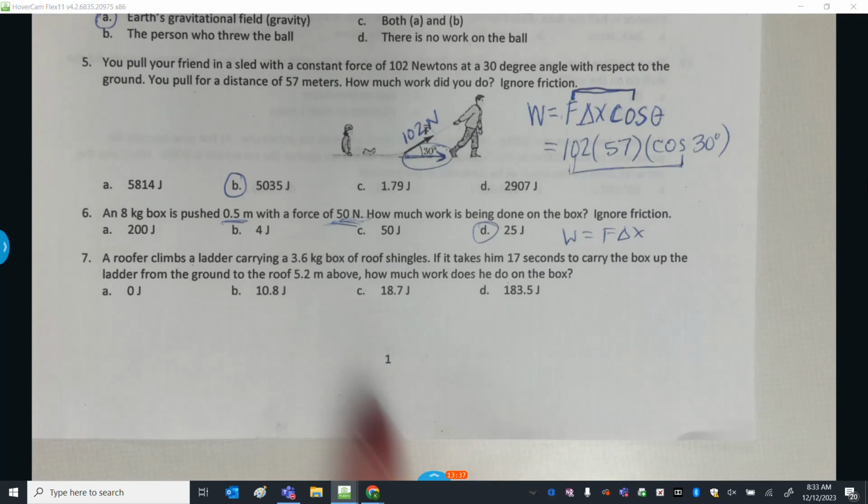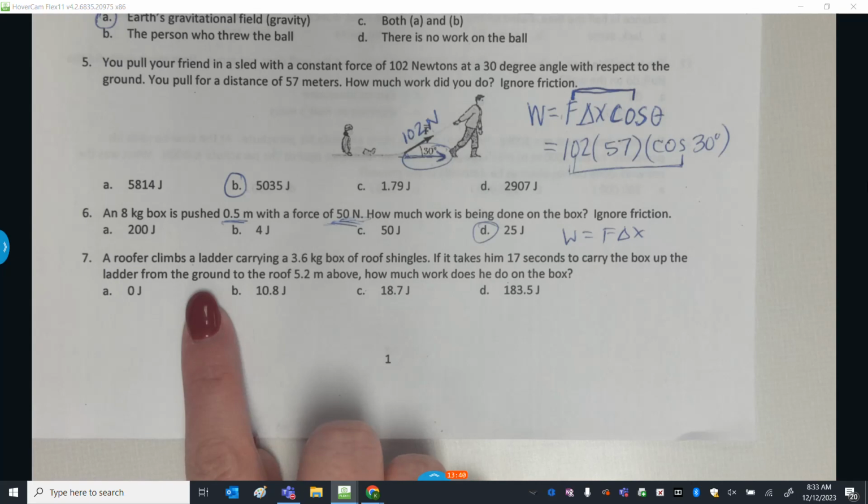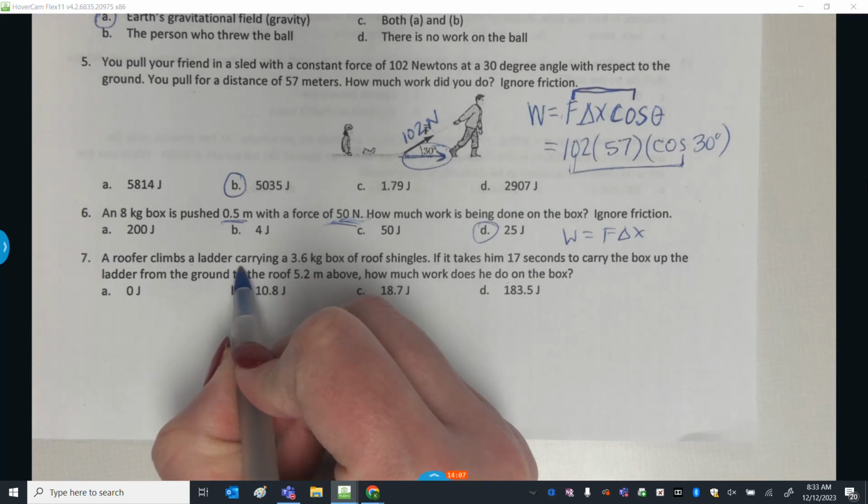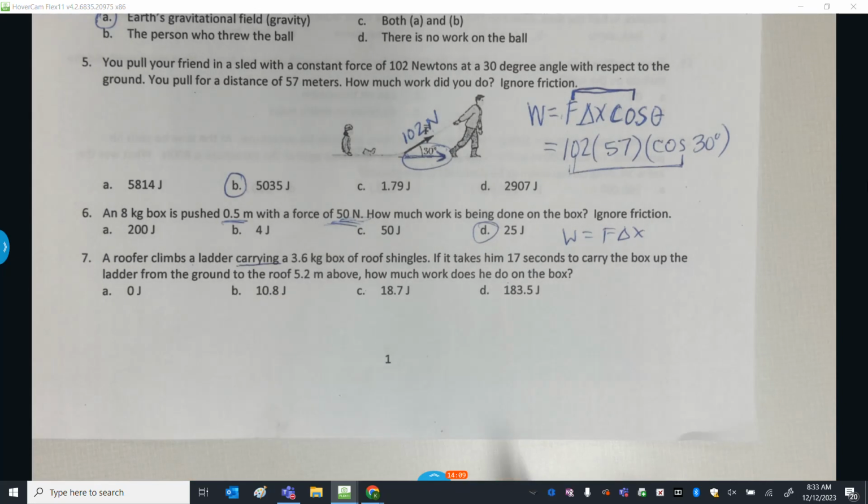Okay, so listen up. Number 7 is about a roofer climbing a ladder. So if you're not on Form A, you might want to find this one, see if you missed it. But it says, a roofer climbs a ladder carrying a 3.6 kilogram box of roof shingles. If it takes him 17 seconds to carry the box up the ladder from the ground to the roof, 5.2 meters above, how much work does he do on the box? Okay, my last class got thrown off because they saw this word carrying and they said 0. And maybe some of you did too, I don't know.